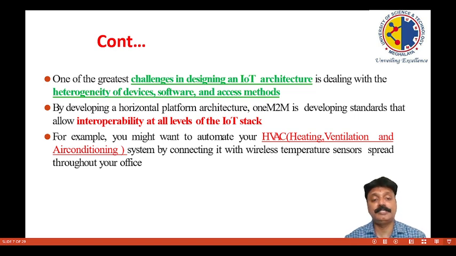By developing a horizontal platform architecture, oneM2M is developing standards that allow interoperability at all levels of the IoT stack. For example, we might want to automate our HVAC, that is heating, ventilating and air conditioning system, by connecting it with wireless temperature sensors spread throughout our office. So in this situation, the design pattern needs to be considered. The temperature sensors also will be used for the heating, ventilation and air conditioning systems.